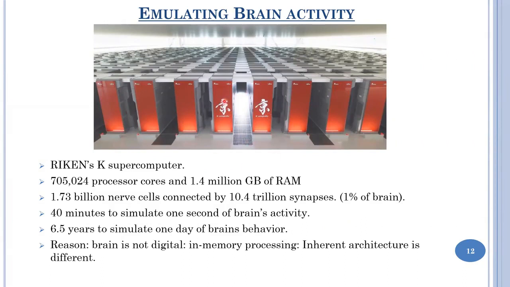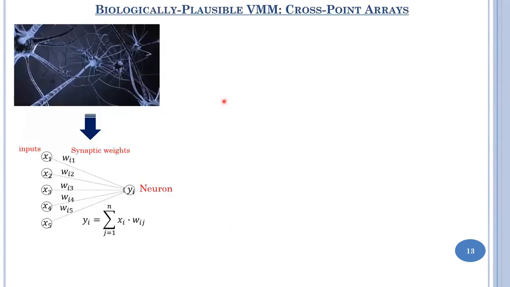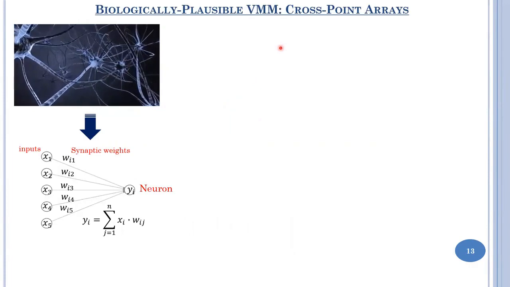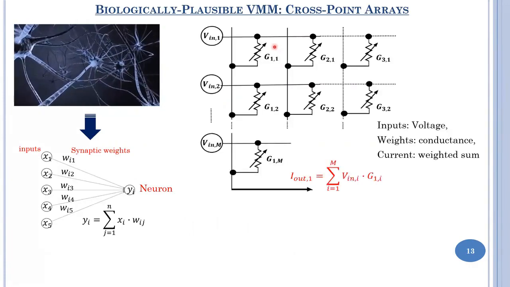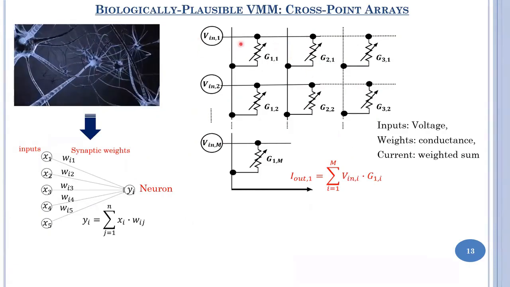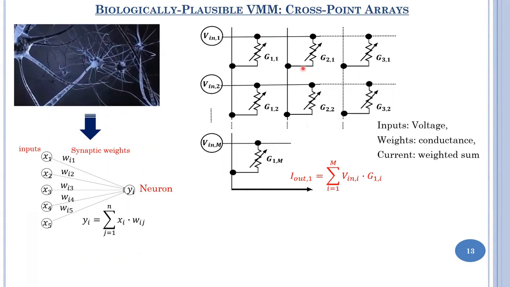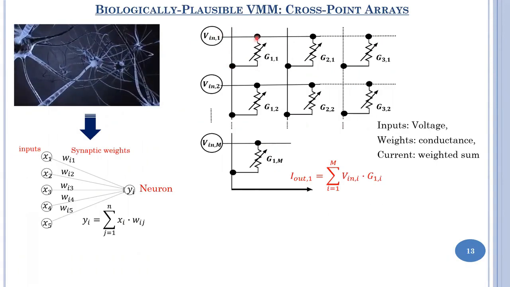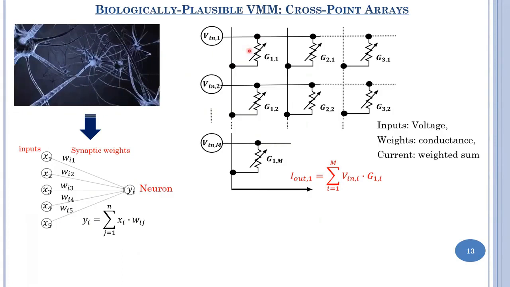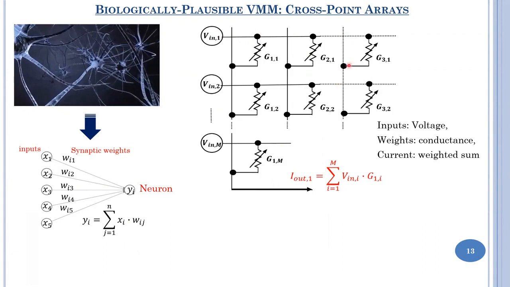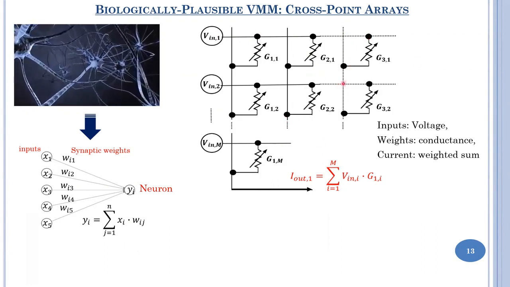So what is the way forward? Let us do it in the analog domain itself. And how so? With the help of these cross-point arrays. This is how these cross-point arrays look. You have these adjustable conductances or adjustable resistances in between these rows and columns. At the intersection of each of these rows and columns, you'll have some of these adjustable conductances. Here you have an intersection, so you have this G11. Here you have this G21. Here you have this G31. So this is a cross-point array.